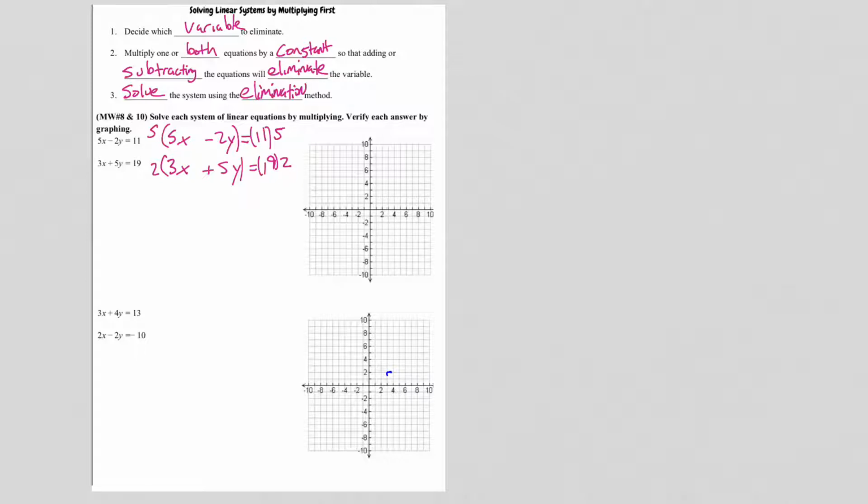5 times 5x, 25x. Right? I'm just carrying out this multiplication here. 5 times a negative 2y, negative 10y. 5 times 11 is 55.